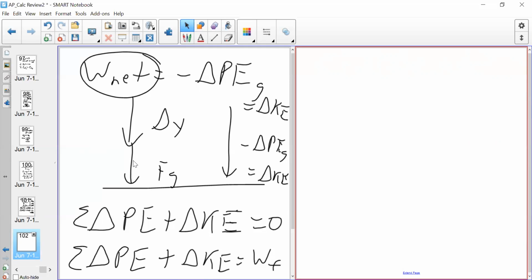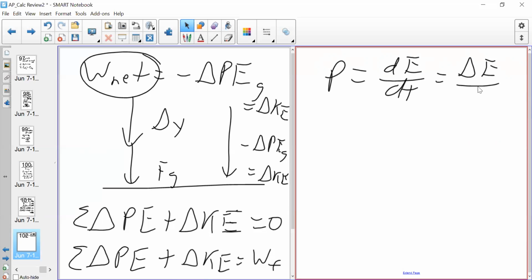The power obviously is going to be the rate at which you're using energy. This is the same as this. And any forms of energy, whether it be kinetic or potential, that's just work over time. Power is measured in watts.